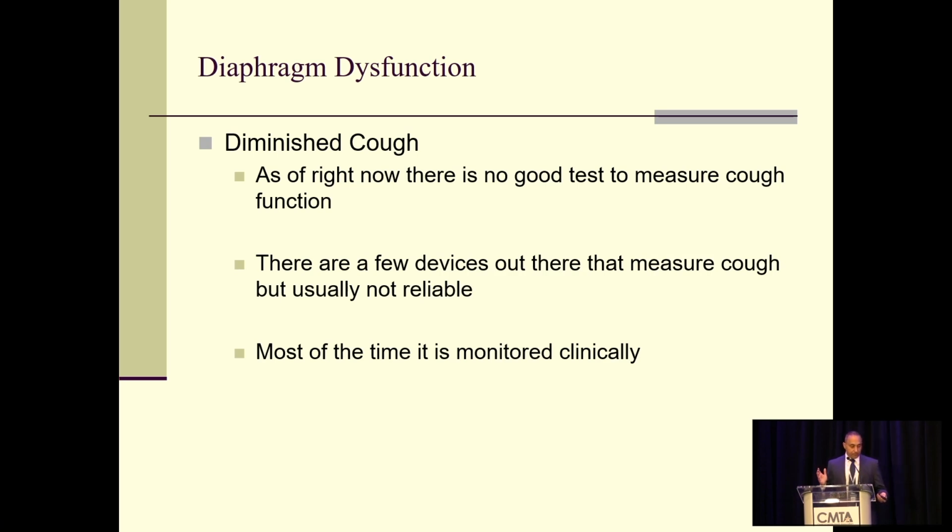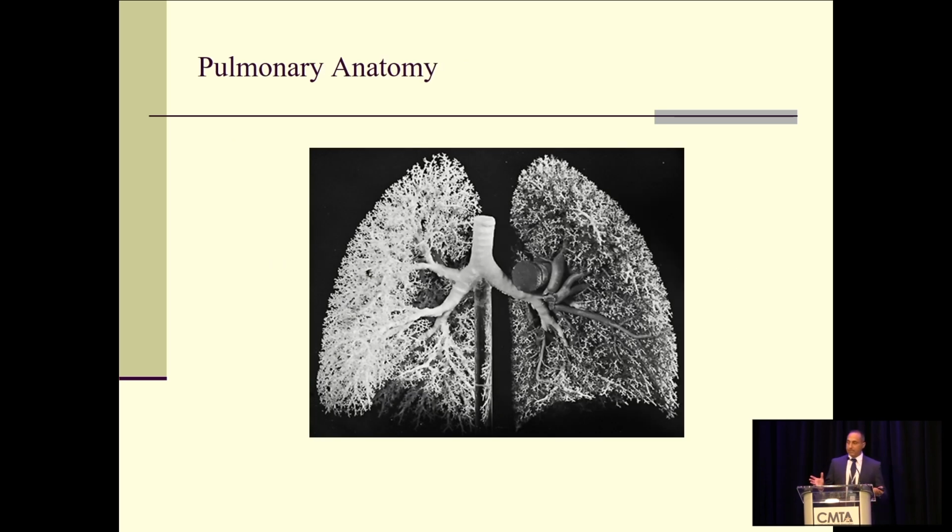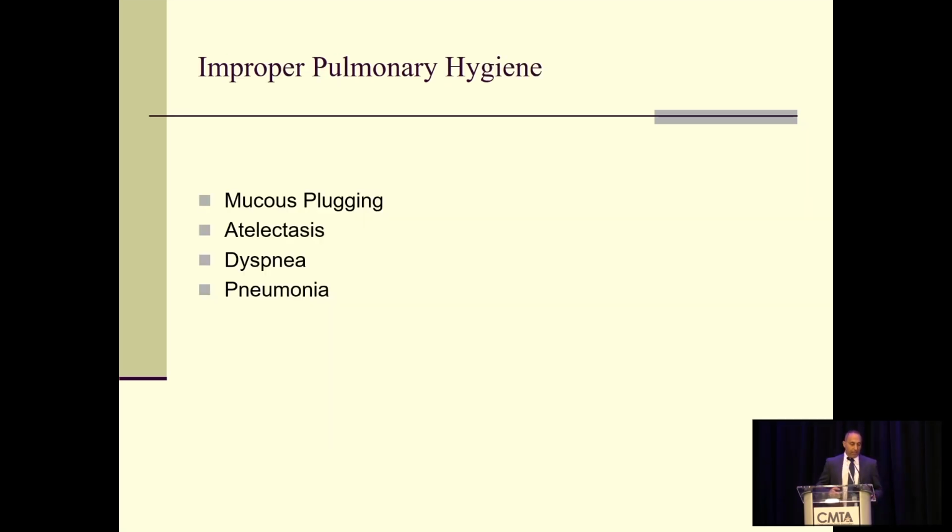This slide just says that there's really no good test, so it falls on the patient to tell their physician, listen, my cough is not as strong as it used to be. As you can see, the airway is huge, but the small bronchioles are very tiny, and clearing them is not that easy. We talked about mucus plugging. You can have atelectasis, which can lead to infection and pneumonia.